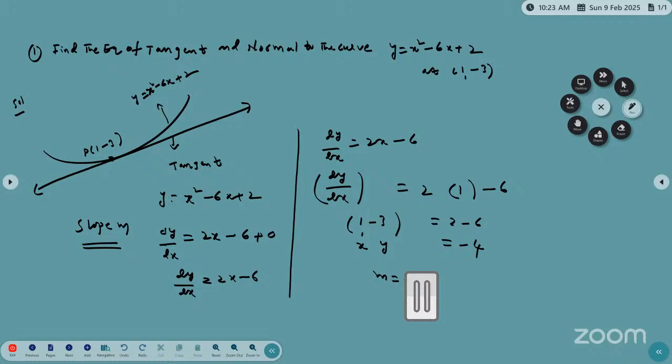After doing dy by dx, we have to substitute the point to find the slope. Last benches, have you understood? Do dy by dx and substitute the point 1 comma minus 3.